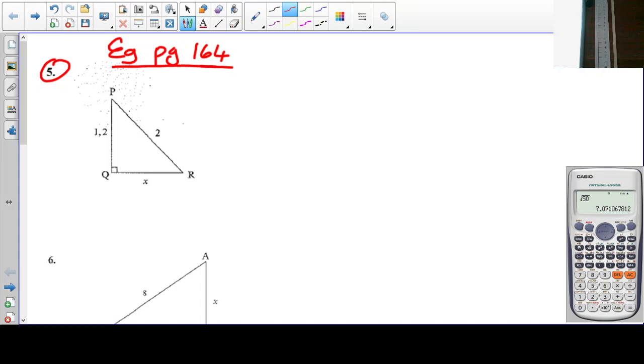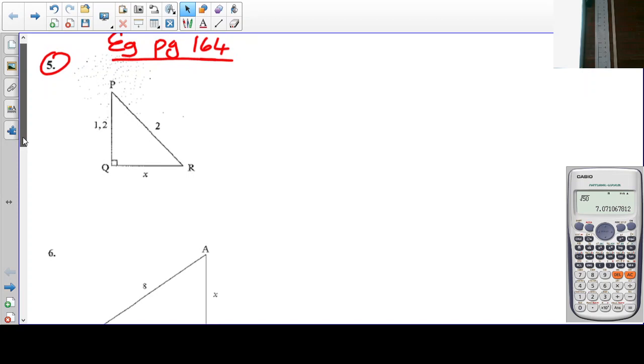Okay, so the question says solve the unknown sides. So you're all able to do number 5, not so? Can you all do number 5? Yes, so do that quickly. I'll give you 2 minutes to sort that one out quickly. Yes, you can do it.